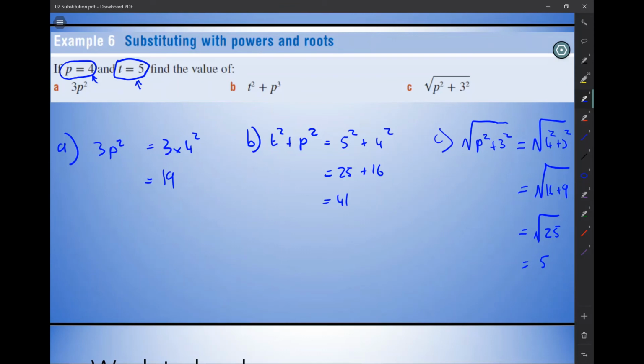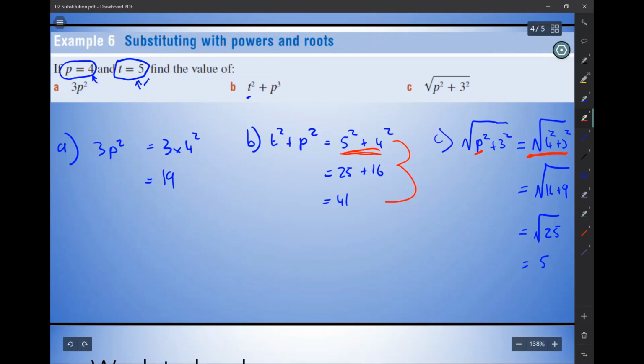So what you need to remember, guys, is that wherever you have a letter, you replace it with the value that you're given, and then you just solve the problem. And don't be afraid to just take this first line here or this first line here, and put it straight into your calculator. Your calculator will always be there to help you as long as you remember this first step of replacing the letters with the numbers.